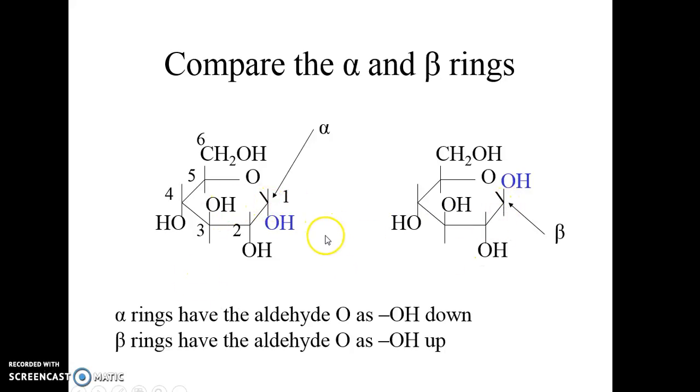Let me show you how to count the carbons. 1, 2, 3, 4, 5, 6. So this is a hexose, and I know it's D because in D the number 6 carbon is up, and that's what we see in all our biological systems. If I look at the carbon that's farthest on the right and the hydroxyl is down, this is an alpha sugar. If the hydroxyl is up, it's a beta sugar.